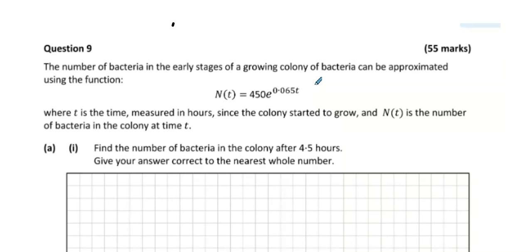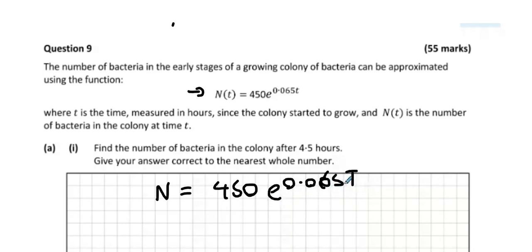In the early stages, a growing colony is approximated by this formula here, where N is the number of bacteria. Is that okay? And I use capital T, right? Now, find the number of bacteria in the colony after 4.5 hours, correct to the nearest whole number. Okay, but give me a sec. Oh, that's handy. It's all there for you, isn't it?